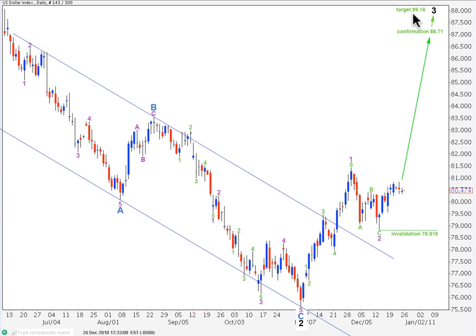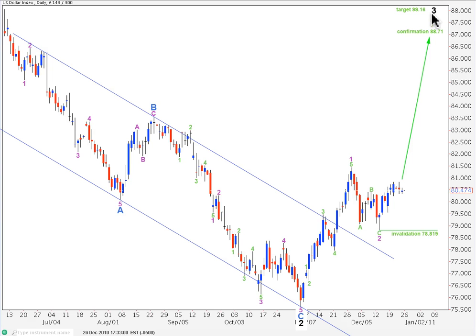And in the long term, my target to the upside is 99.16, where wave 3 black will reach 1.618 the length of wave 1. I expect it's going to be quite a bit longer than wave 1, as wave 2 was a very deep correction of wave 1, so it's normally in that situation expected that wave 3 will be comfortably longer than wave 1.